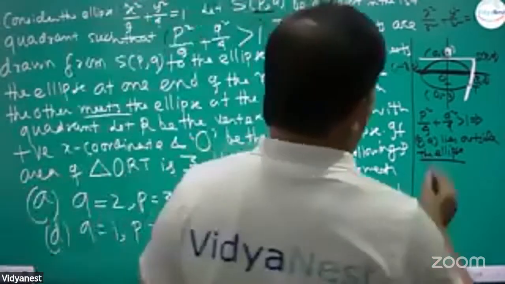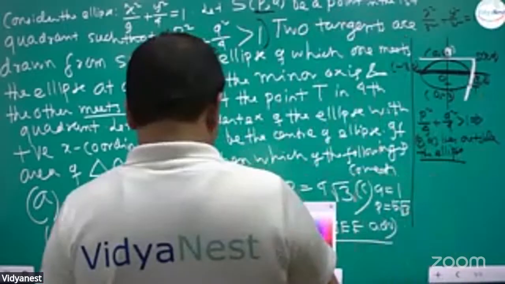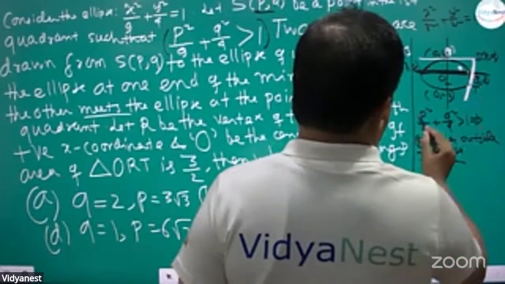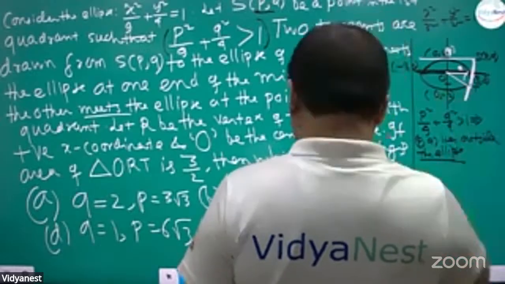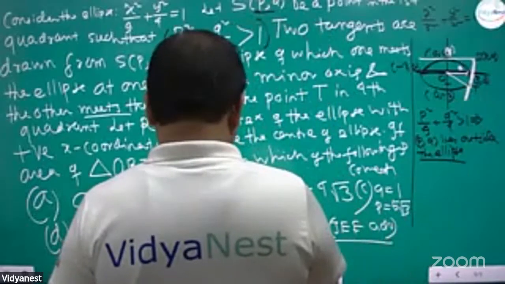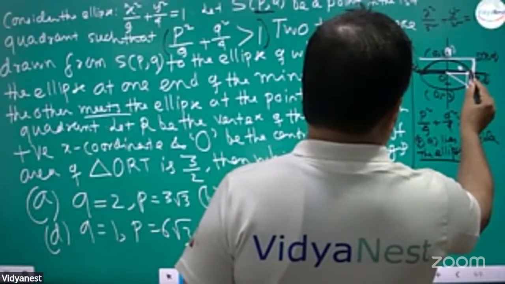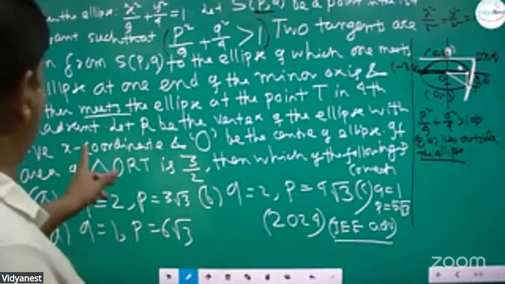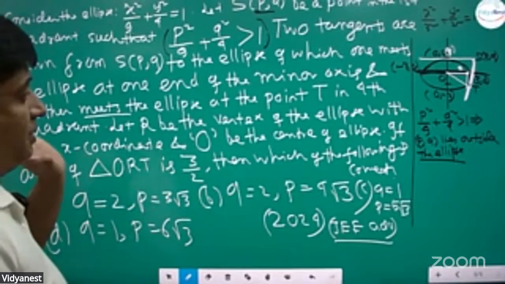Now, there is R. This point is R, that point. So, ORT, one triangle is so formed whose area is 3 by 2. We are told to find the correct answer.